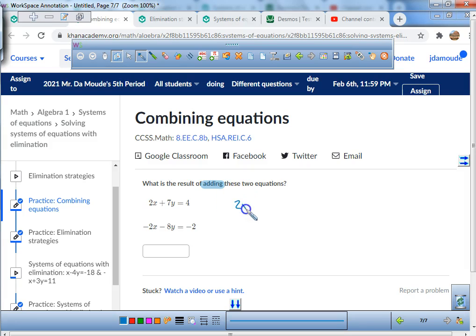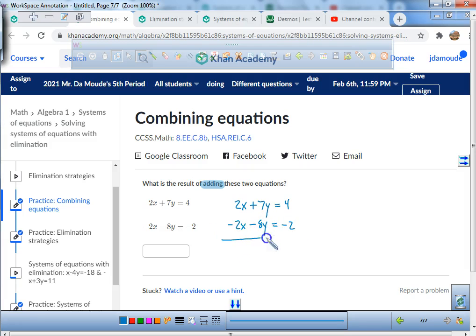So you just take 2x plus 7y equals 4. And then you're just going to add a negative 2x minus 8y equals negative 2. Do not complicate this, please. Just add them together. Now what happens with these babies? They just get canceled out to 0, so they're nothing. What's 7 minus 8? Well, that's negative 1y. I'm just going to put negative y.